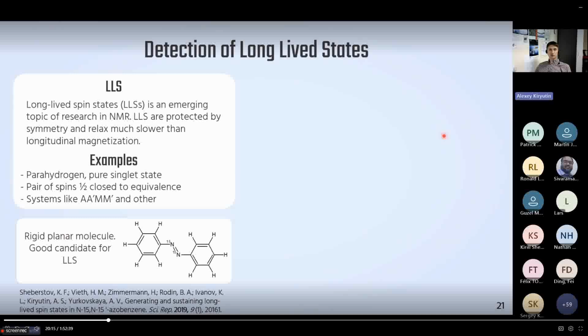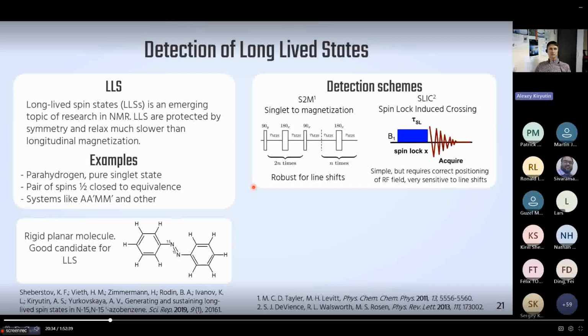The final part of my talk concerns long-lived spin states. As I mentioned earlier, LLS can exist in a system with high symmetry, with spin-1/2 pairs, or in a system of A'M' kind. There are pulse sequences designed for the detection of long-lived spin states. Two examples are shown here: for example, the S2M pulse sequence and SLIC, spin-lock induced crossing.